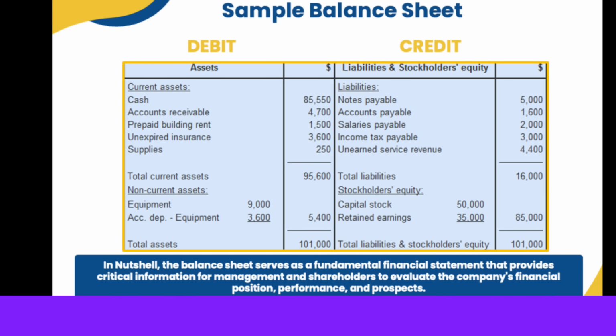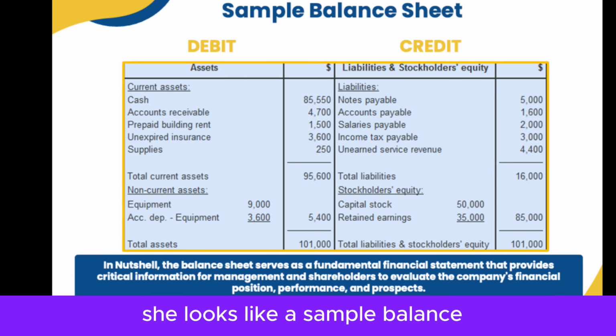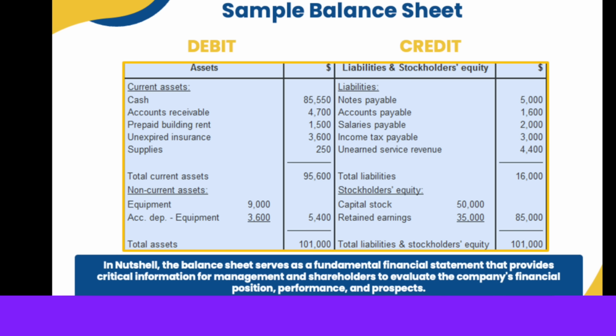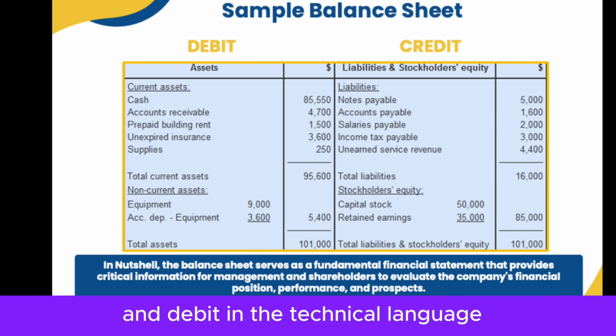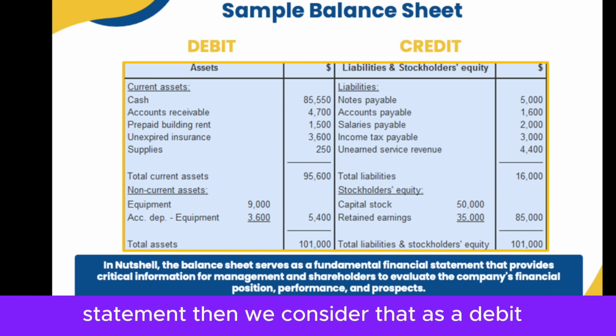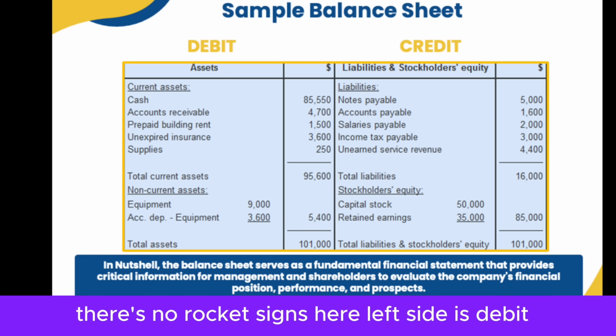All right. So let us look into how a sample balance sheet looks. A sample balance sheet will have two elements, one on the left side and one on the right side. The left side is called assets and debit in the technical language, and the right side is called liabilities or the credit in technical language. So in accounting, typically, if we record something on the left side of the statement, we consider that as a debit. And if we record something on the right side of the statement, we consider that as a credit. Okay. There is no rocket science here. Left side is debit, right side is credit.